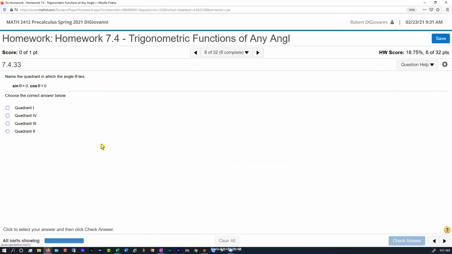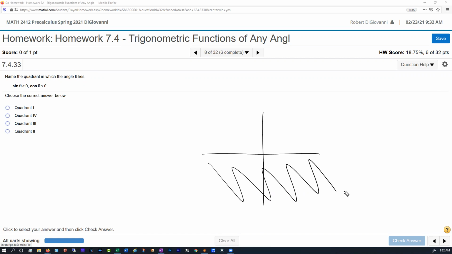All right. So now name the quadrant in which the angle lies. So they tell us that sine has to be greater than 0. Now sine is always your y coordinate. So that means your y coordinate has to be greater than 0. So we can't be down here. And then cosine has to be less than 0. Now cosine is always your x coordinate. And to be less than 0 means that we have to be to the left of the y-axis. So we can't be over here. And that means we have to be here. So we have to be in the second quadrant.